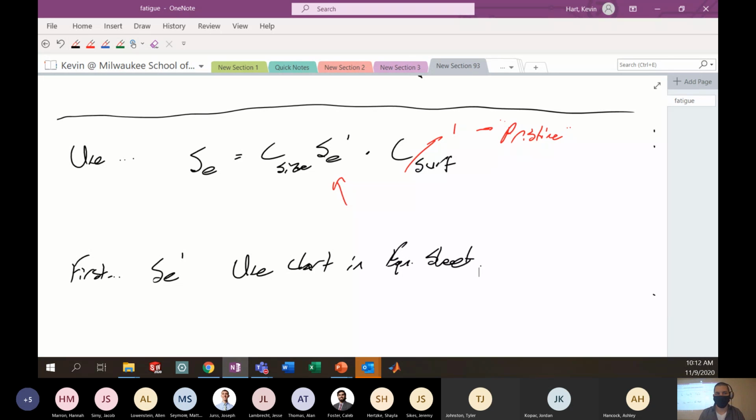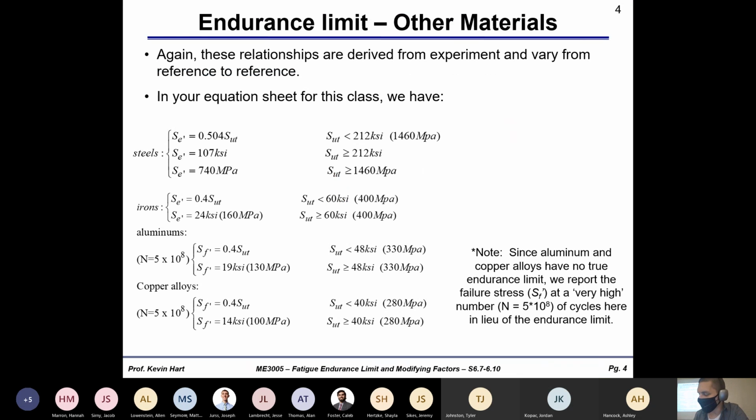All right. So here's the chart from your equation sheet. We're told we have a steel shaft with an ultimate tensile strength of 690 MPa. This is the condition that we have, an ultimate tensile strength less than, in metric, 1460 MPa. So this will allow me to calculate my pristine endurance limit as 0.504 times the ultimate tensile strength.